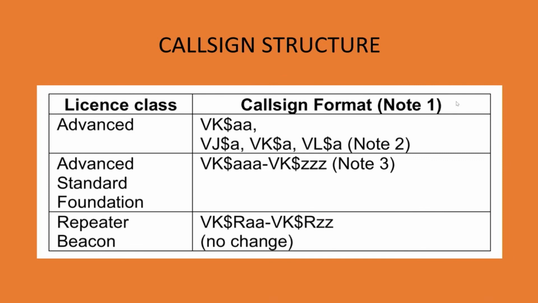As a Foundation operator, you can have a 3-letter call sign, anything in the range from AAA to ZZZ. Only Advanced can have a 2-letter call, but Foundation, Standard and Advanced can have a 3-letter call. So your call sign really doesn't describe the class of license that you've got, because Foundation, Standard and Advanced can all have a 3-letter call sign. Only Advanced can have a 2-letter call sign.